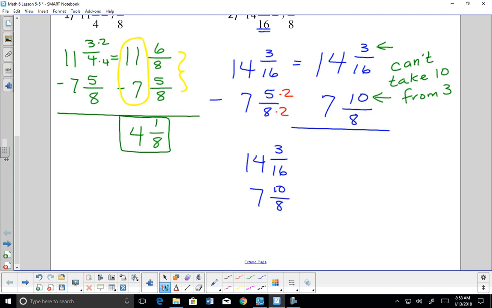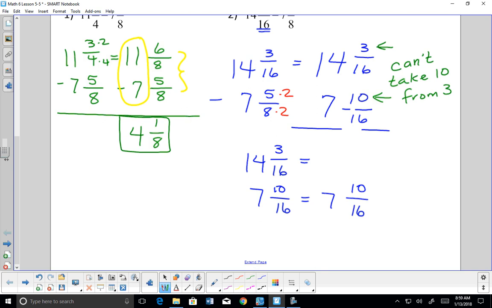Oops. It should be 10/16. I can't believe I made that mistake over there. Okay. I can't take 10 from 3, so I'm going to have to rename. I don't have to rename my 7 10/16. I have to rename my 14 3/16. I'm going to keep my 7 10/16 just like this. But I'm going to rename 14 3/16.